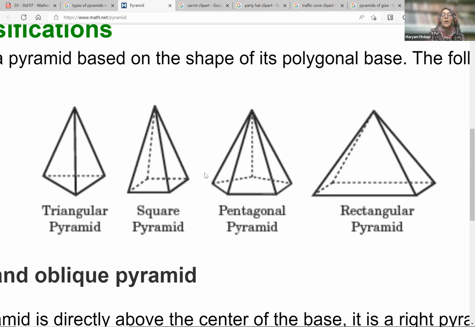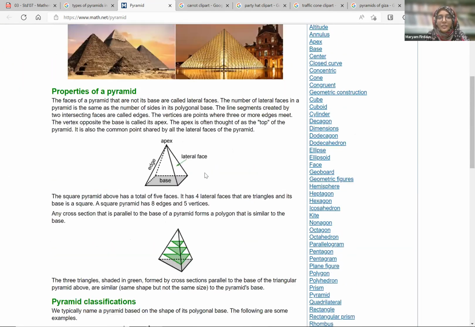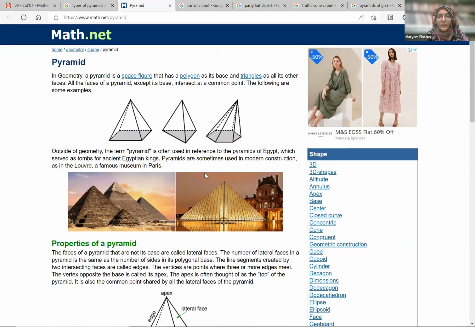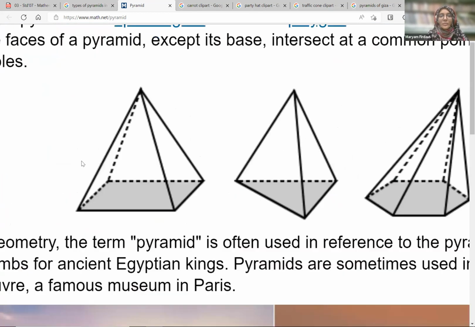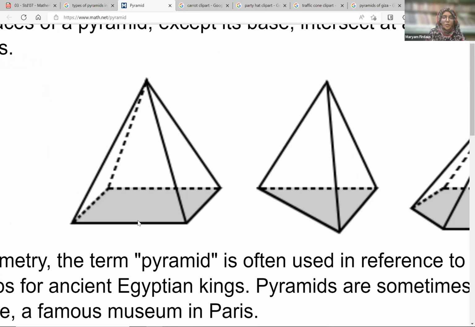Yeah. So let me just show you the exact definition of a pyramid. Take a look at this pyramid, the one on the left. It has a square base, but the sides of the pyramid, which we call lateral faces, are all triangles.